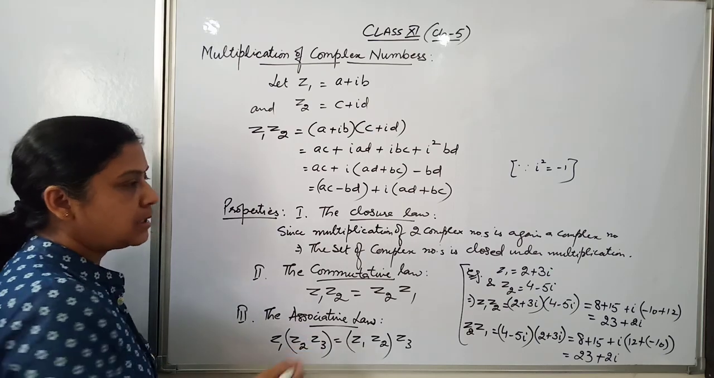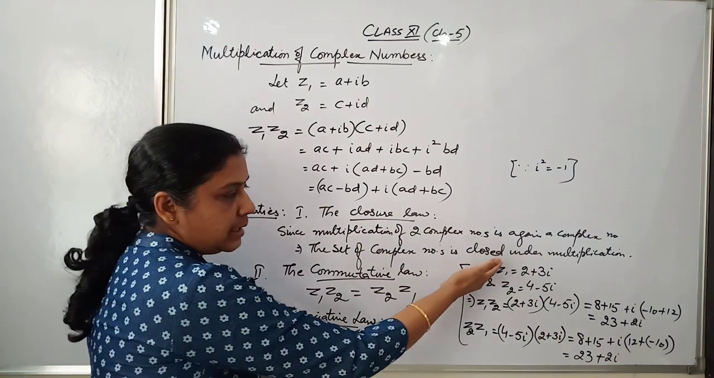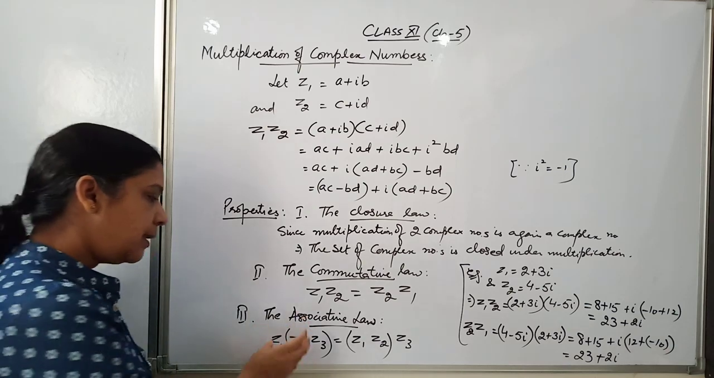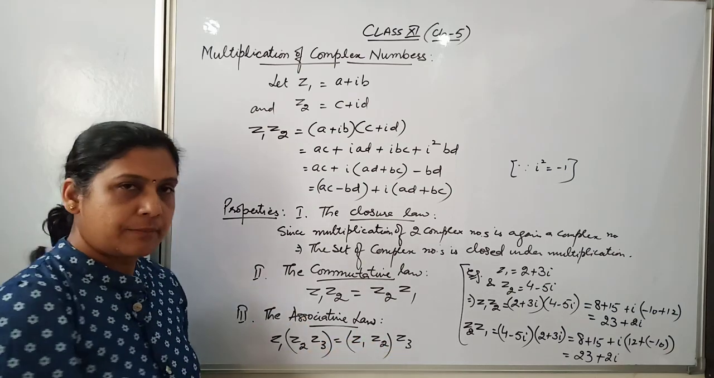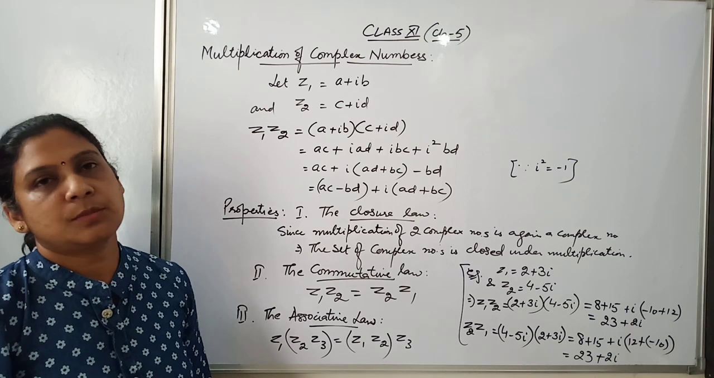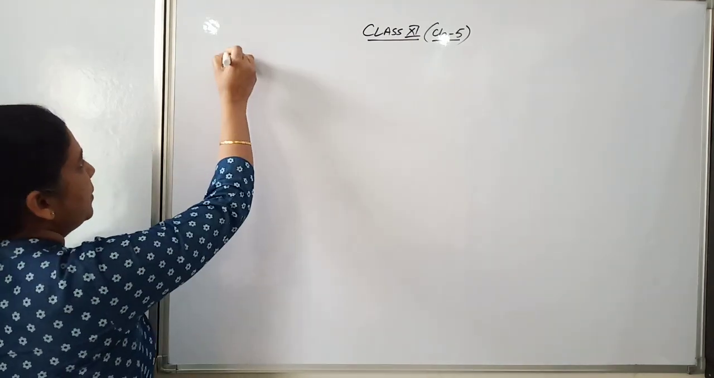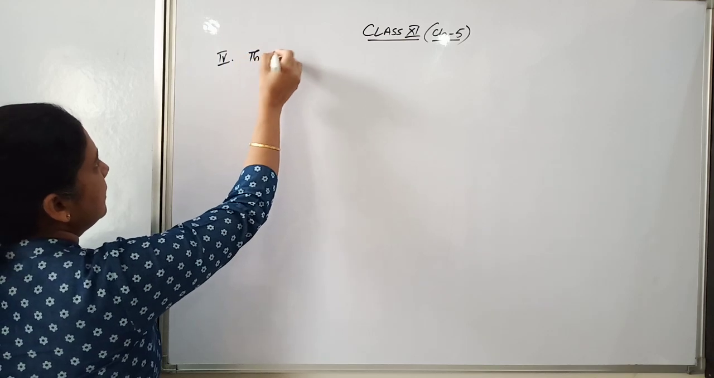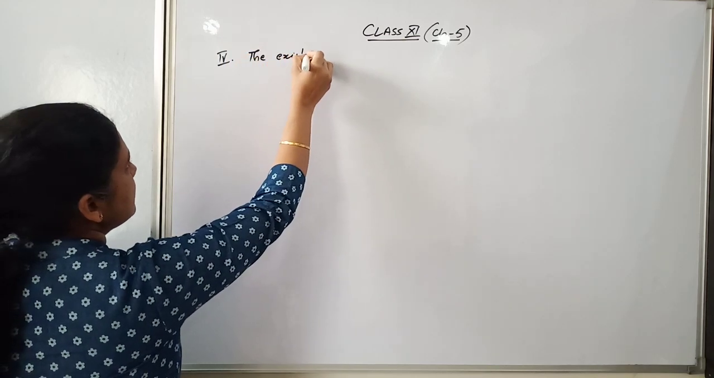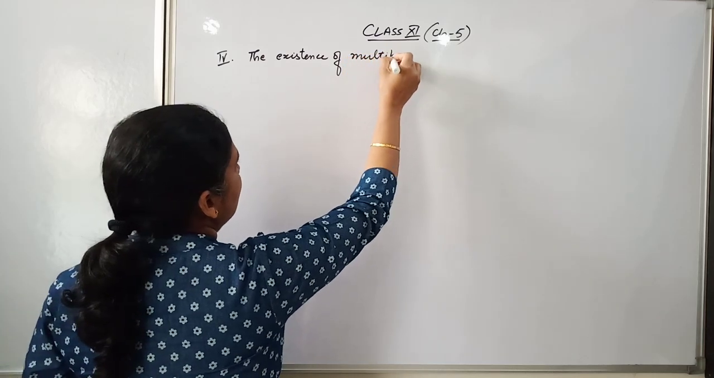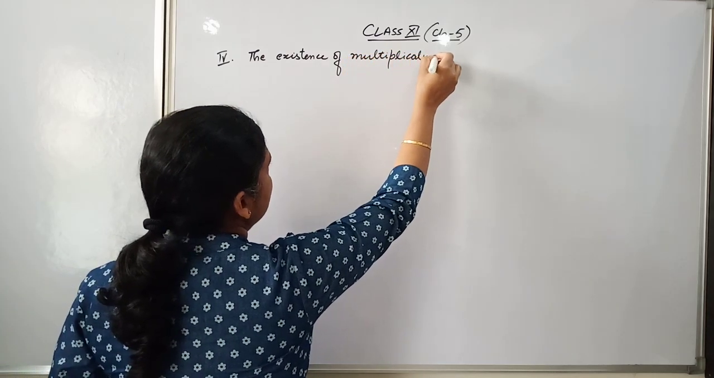You can verify by taking some example. You can take example Z1 and Z2 these same and Z3 some another number, and then solve for LHS and RHS separately. You will see the result is coming out to be the same. Let's continue with the next property, fourth property, the existence of multiplicative identity.